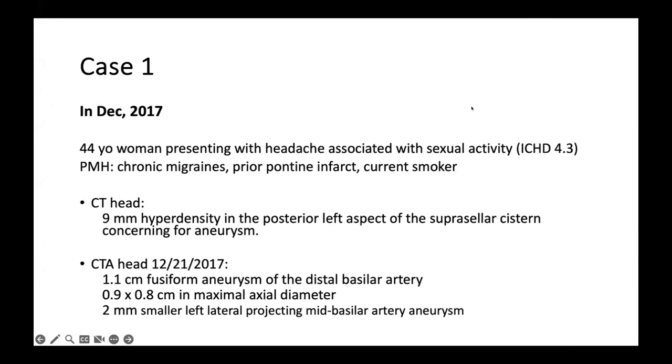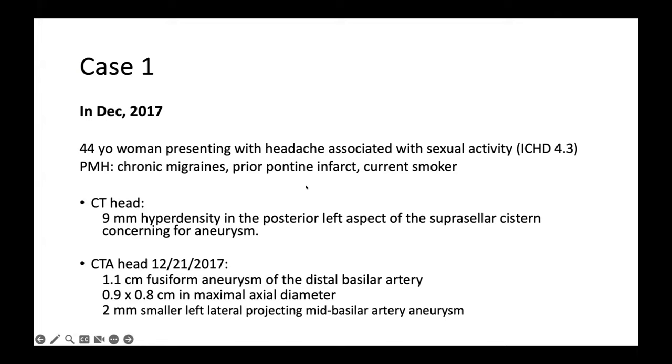So I also have a couple aneurysmal cases about posterior circulation, basilar artery aneurysms. I'm sure we have come across these types of cases. These are not too uncommon, but the management decisions can always be tricky. So I chose to present these two basilar artery aneurysms.